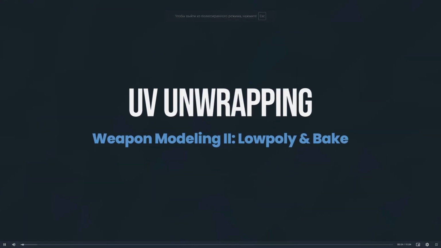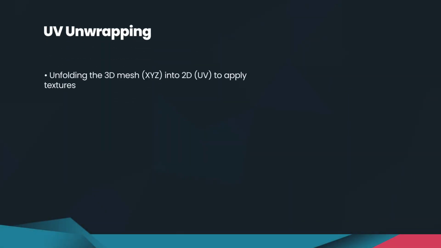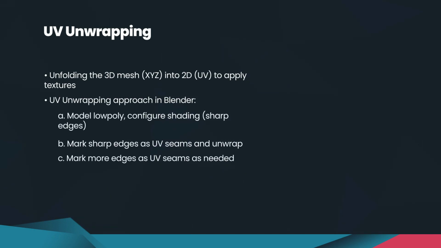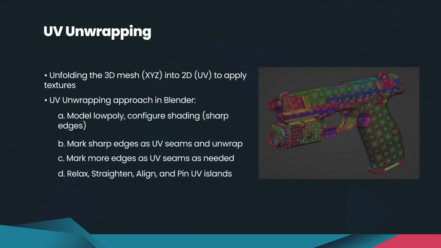UV unwrapping. In this chapter, we will discuss the UV unwrapping pipeline in Blender, its strengths and shortcomings, and some useful add-ons to help you UV faster and more easily. UV unwrapping is the unfolding of the 3D mesh from the XYZ axis into 2D islands in the UV axis, with the objective of making meshes compatible with 2D texture maps.